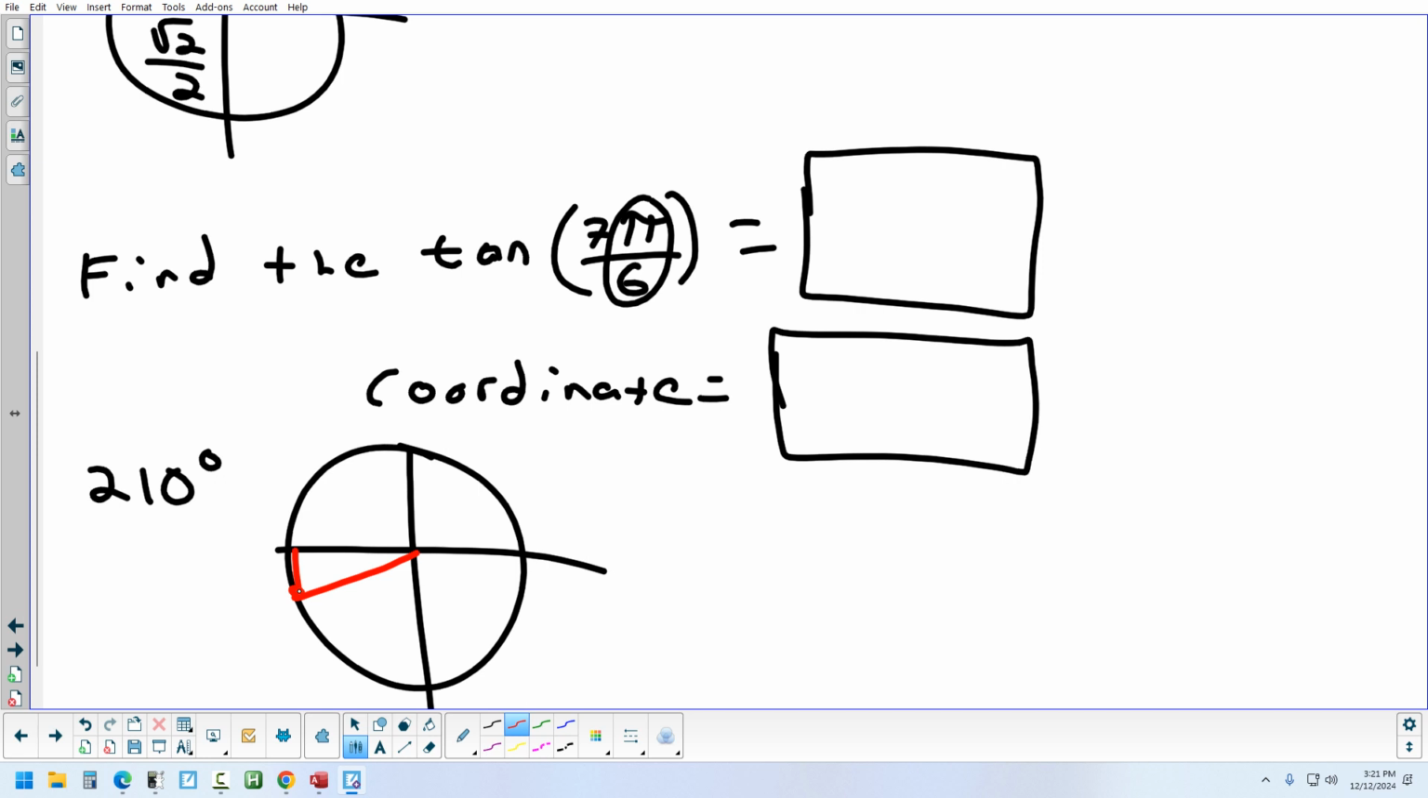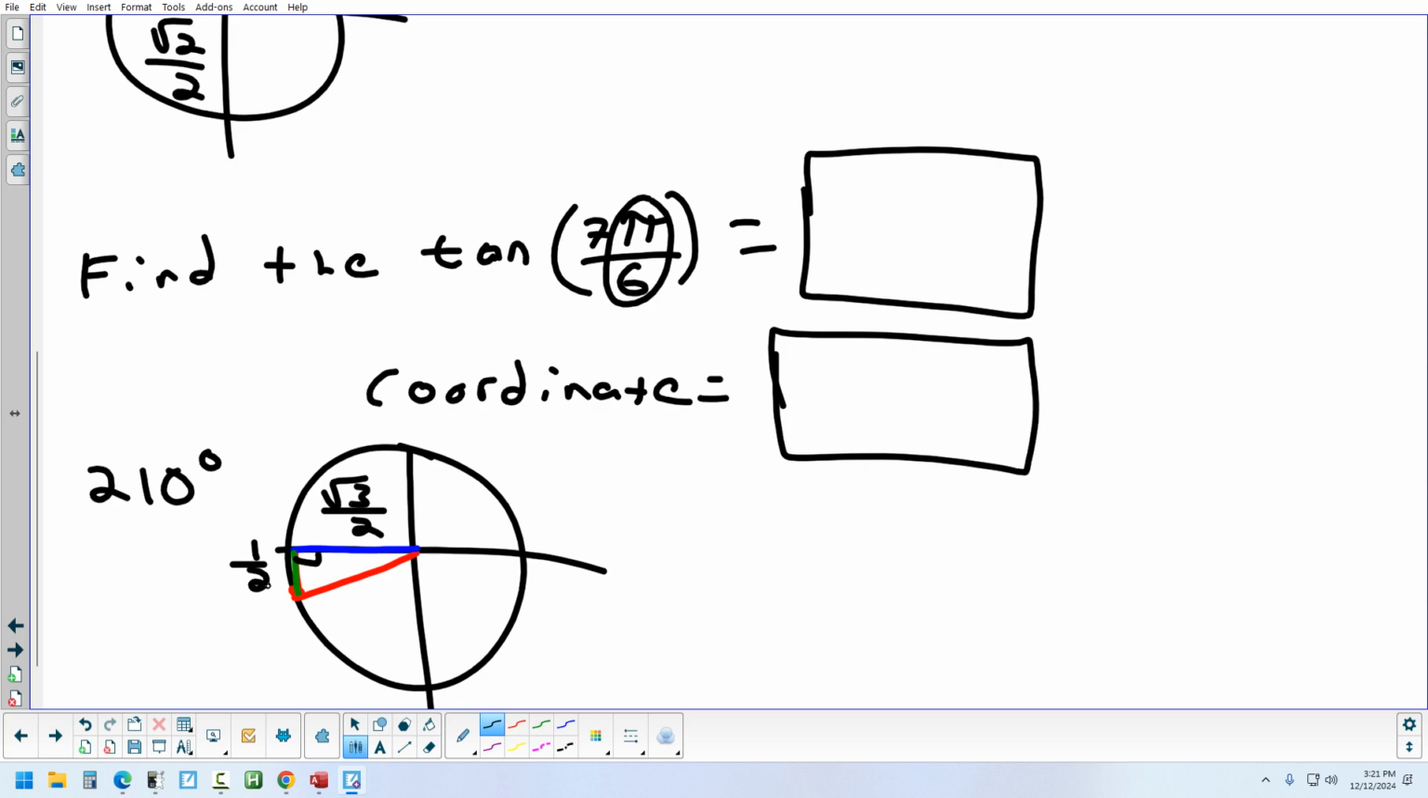So we have to figure out how far over and then how far down. Which right triangle is this one? 30, 60, 90. Right, it's the 30, 60, 90. So we have a long leg and a short leg. What's the length of the long leg? Root 3 over 2. Yep, the long leg is root 3 over 2. And how about the short leg? A half. Right, now just be careful when you write your coordinate because you are in quadrant 3.